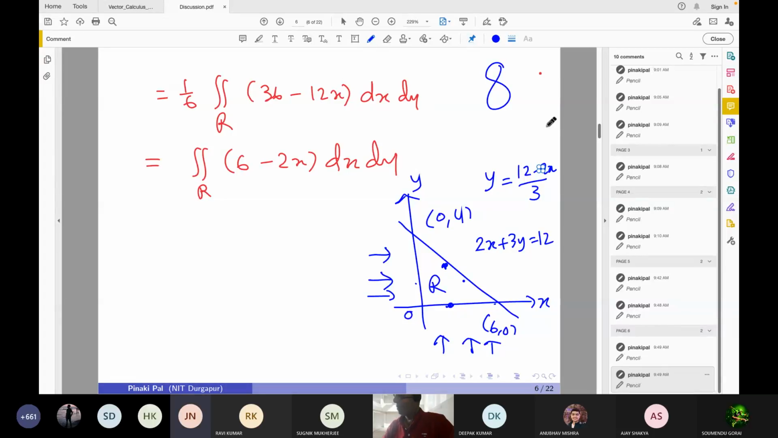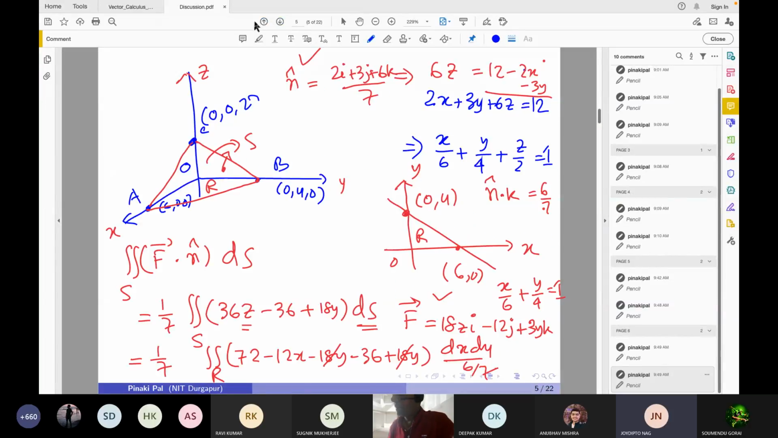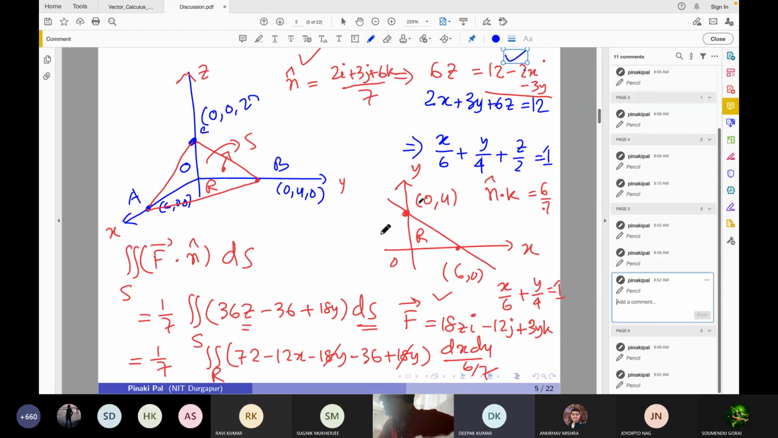Sir, in the previous page, can you go back, sir? Page number 5. Here at the bottom, sir, 72 minus 12, that part, how does it come? I'm a little bit confused. Can you explain? So this 6z is replaced by this equation, multiplying 6 on both sides. Okay, got it. So you have to change z in terms of x and y using the equation of the surface, because we are evaluating on the surface. So therefore you are entitled to use the equation of it.